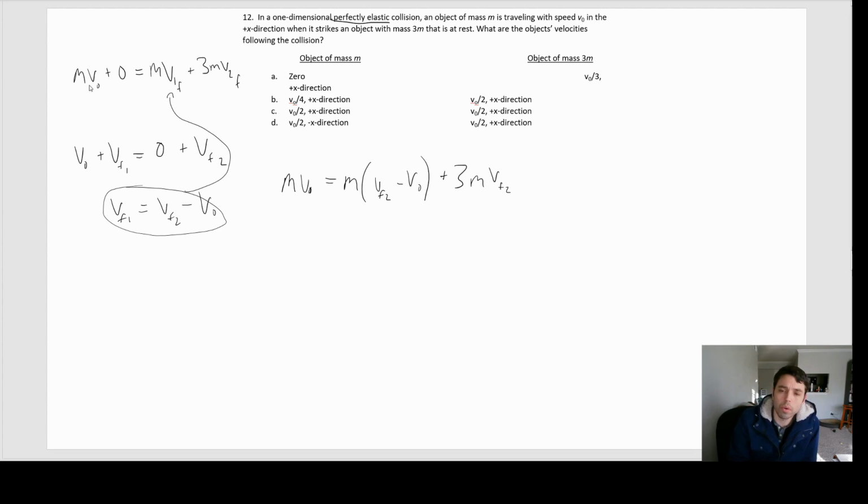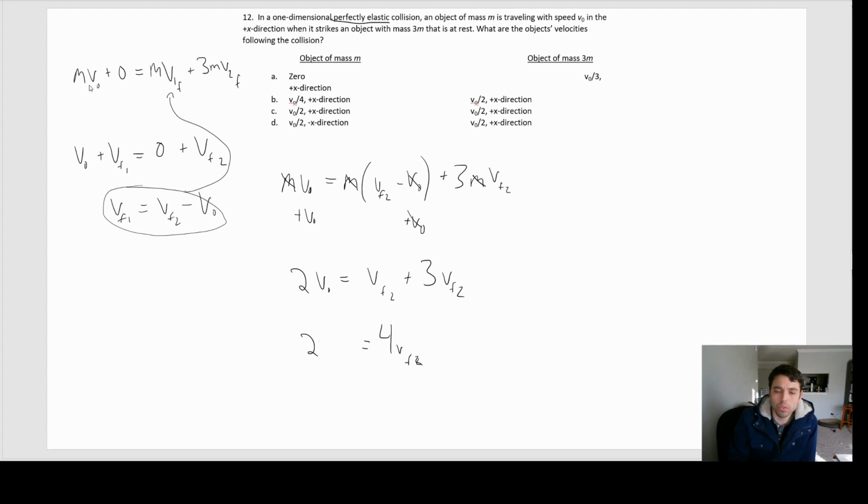So now I'm going to solve for the velocity of object 2, since I only have one unknown variable. I don't know the masses or v0, but the masses are going to cancel, since there's an m in every term. I'm going to solve for vf2 in terms of v0. I'm going to add v0 on this side and v0 on this side, so these cancel. It's v0 plus v0, which is 2 v0, equals vf2 plus 3 vf2, which adds up to 4 vf2.